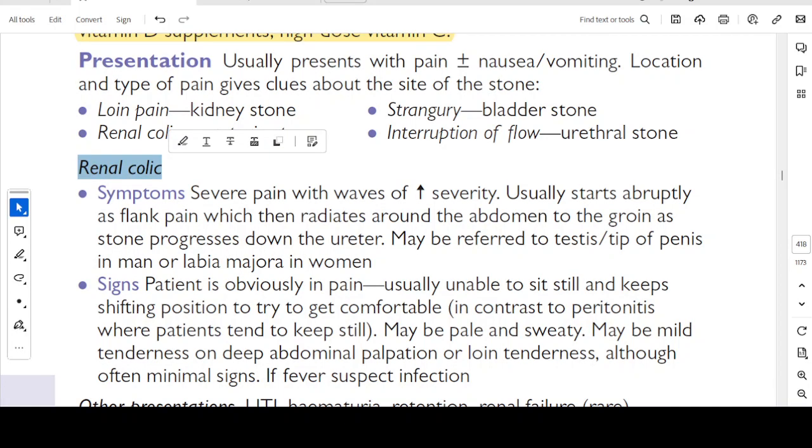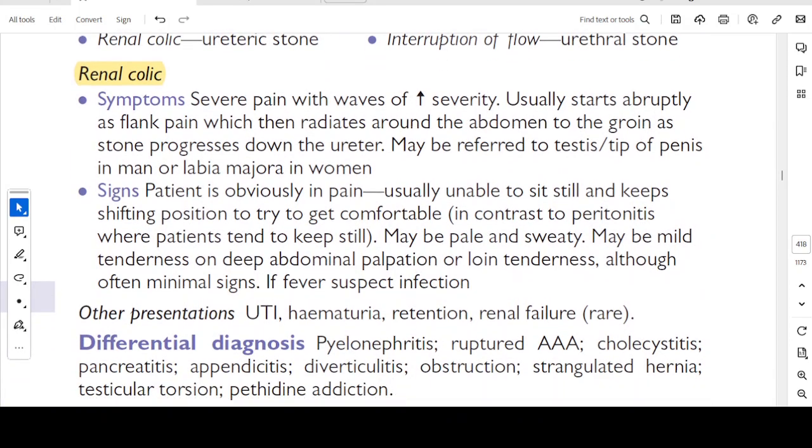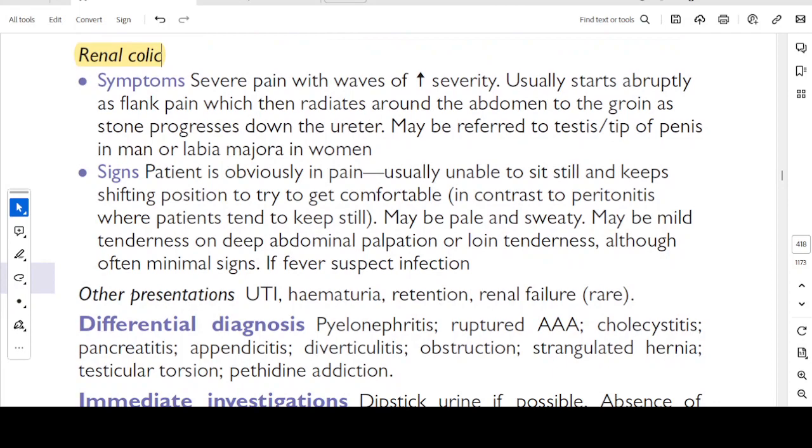Renal colic. We will read these types of pains in detail. Symptoms: severe pain with waves of increasing severity usually starts abruptly as a flank pain, which then radiates around the abdomen to the groin as the stone progresses down the ureter. May be referred to the testis or the tip of the penis in a man, or labia majora in women.